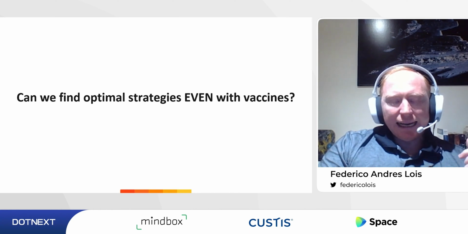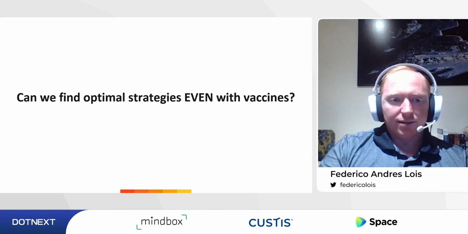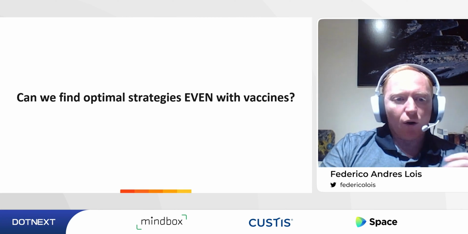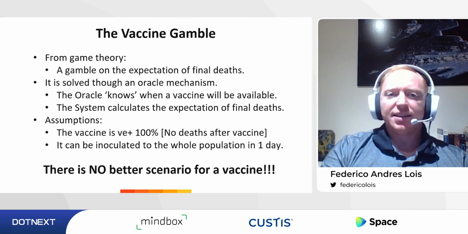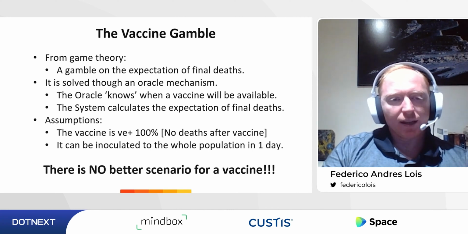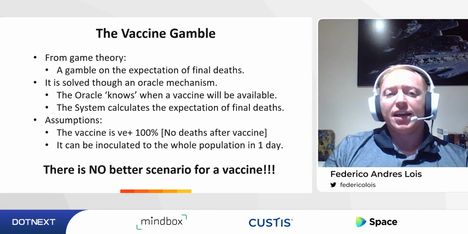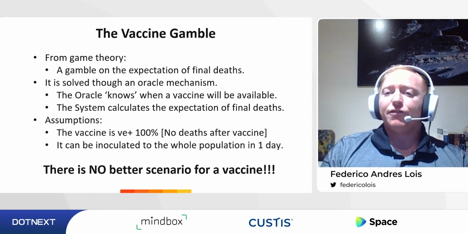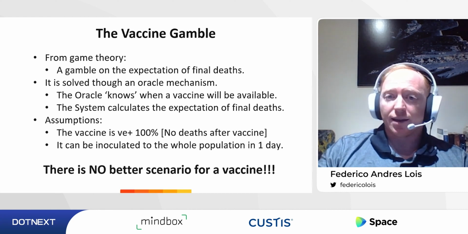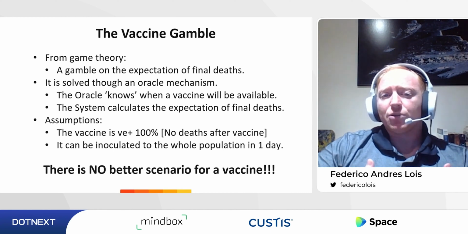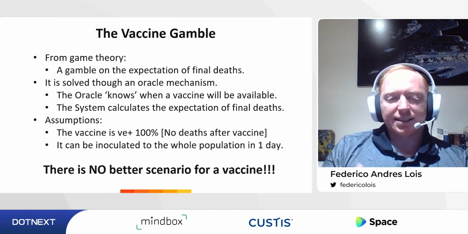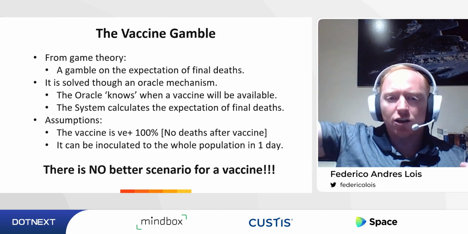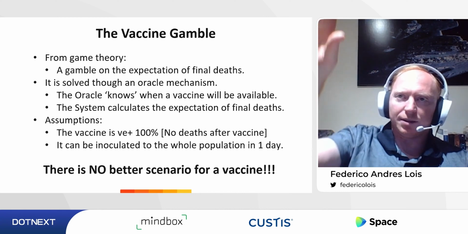So now the question is, okay, now we have vaccines. Yes, we can do something. Now, can we find optimal strategies even having vaccines in the mix? Yes, and that is what is called the vaccine gamble. From game theory, you can say, hey, a gamble on the expectation of final deaths. Essentially, we are trying to minimize death, so we want to understand the expectation. And interestingly, this problem can be solved through an oracle mechanism. Essentially, you're telling the system, hey, there's an oracle that knows when a vaccine is going to be available.